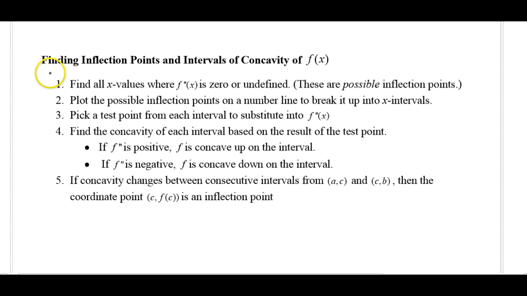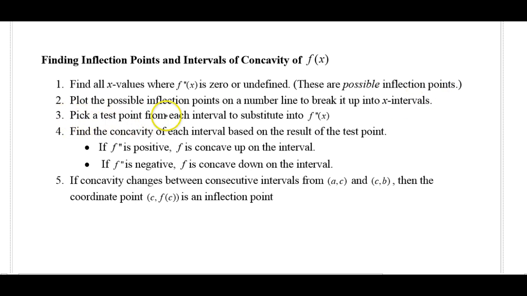Alright, so now let's go over a methodical way of finding inflection points and intervals of concavity of f of x. So to find inflection points, the first thing we're going to do is find all x values where the second derivative is 0 or undefined. Now, these are possible inflection points. We don't know they're actual inflection points until we can decide that concavity really changes at those values. The next thing we want to do is plot the possible inflection points on a number line to break it up into x intervals. So this is similar to what we've done in the past for intervals of monotonicity.